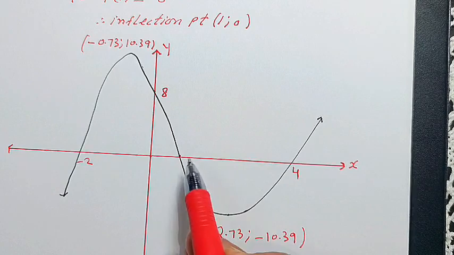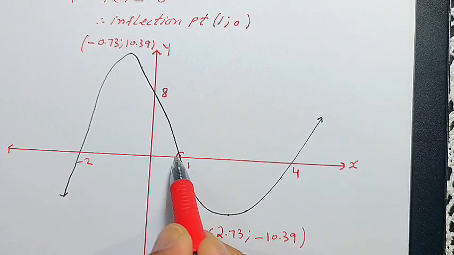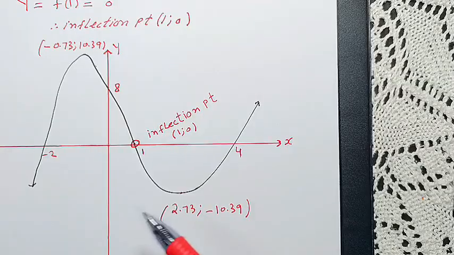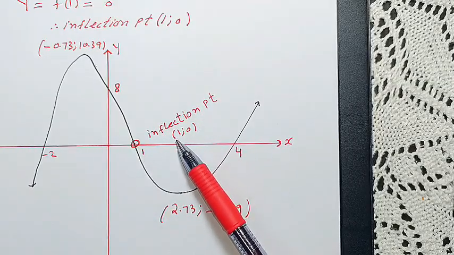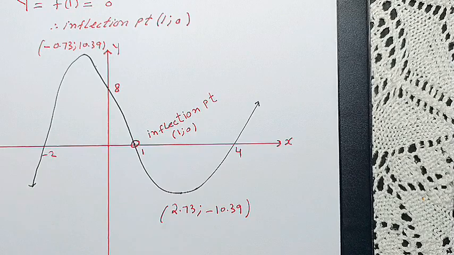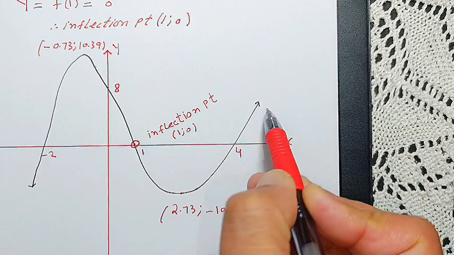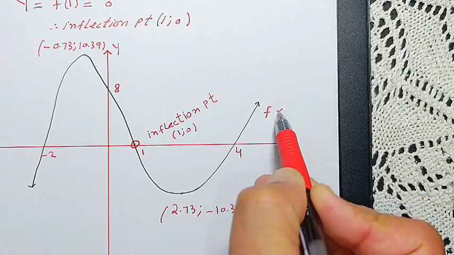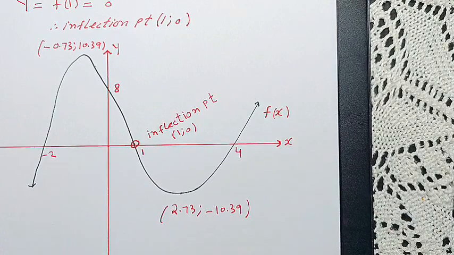So this is our inflection point, x value 1, y value 0. So this is the graph we sketched. This is the graph of f of x, the positive cubic graph. That's how you sketch the graph.